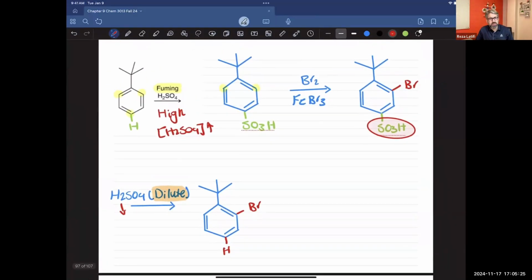Okay, again, the way I got it, I blocked the para position. Now that I have only the ortho position, wherever we add the bromide, it will be in the ortho position relative to the alkyl group. And next step, I will remove the blocking group by simply diluting the solution, and that's going to give me my product. I'm going to stop the lecture here, and thank you very much.